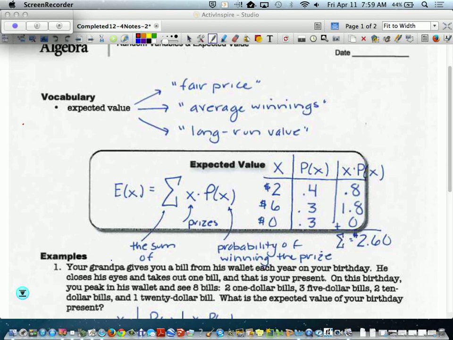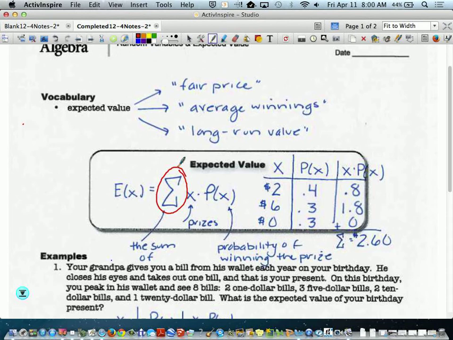So 12.4, the expected values, fair price, average winnings. What's your long run value? The sigma notation again is talking about sum. When you get into pre-calc, we use sigma notation when we add up sequences, arithmetic, geometric, all that stuff. So basically what this is telling you is find the sum of some event, whatever it is, times its probability.